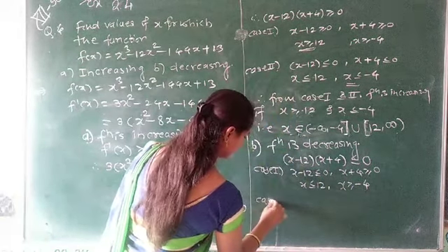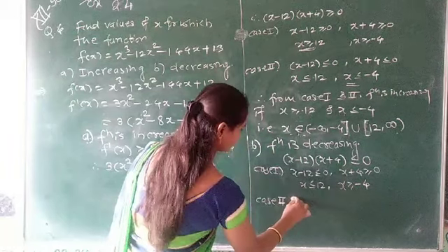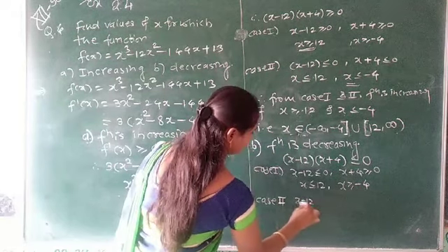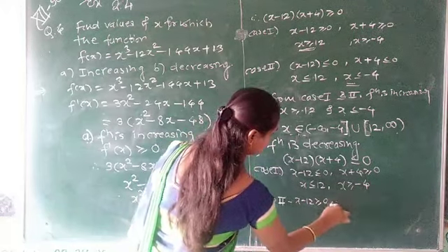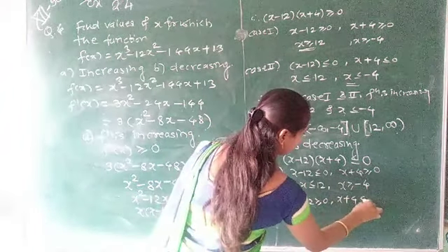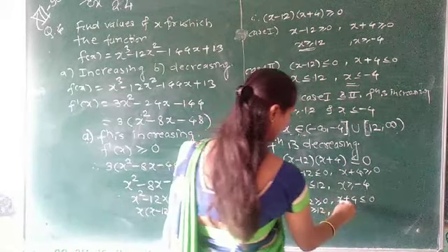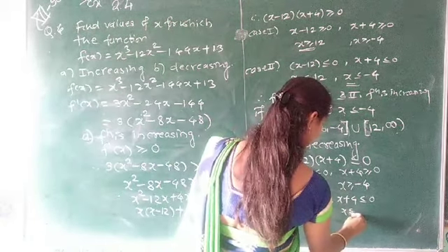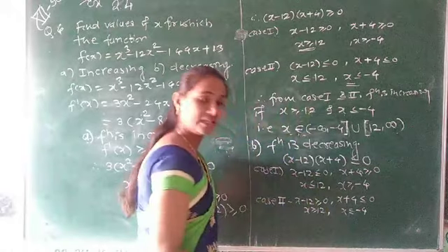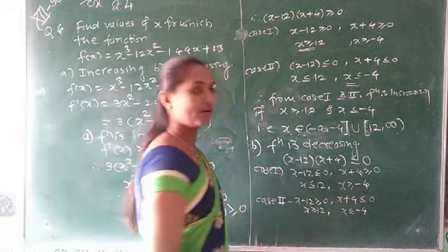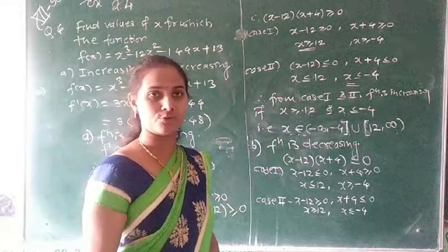And the case second, x minus 12 greater than or equal to 0 and x plus 4 less than or equal to 0. Hence we will get x greater than or equal to 12 and x plus 4, that means x less than or equal to minus 4. So see the case second, x greater than or equal to 12 and x less than or equal to minus 4, which is not possible.